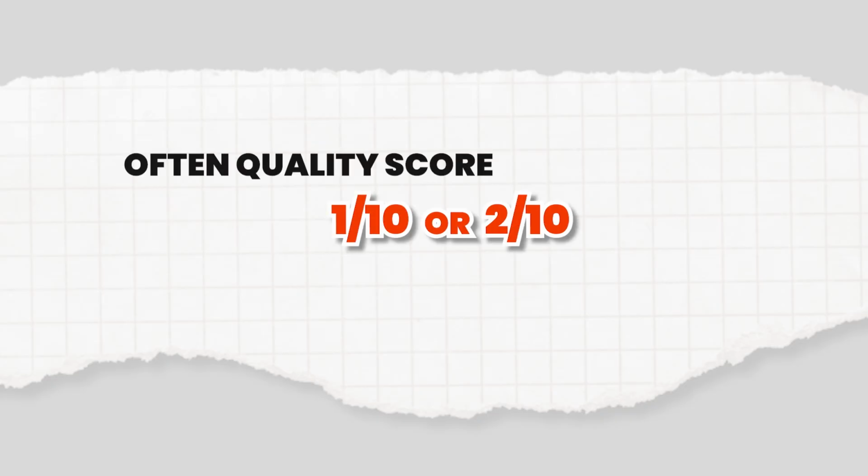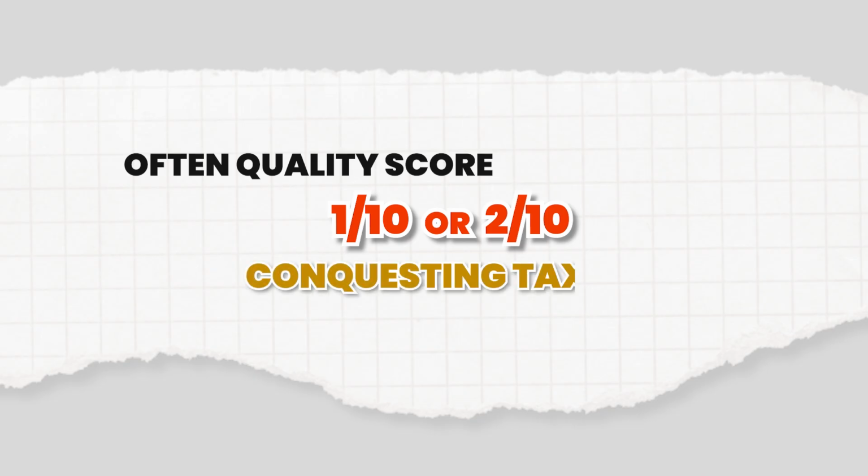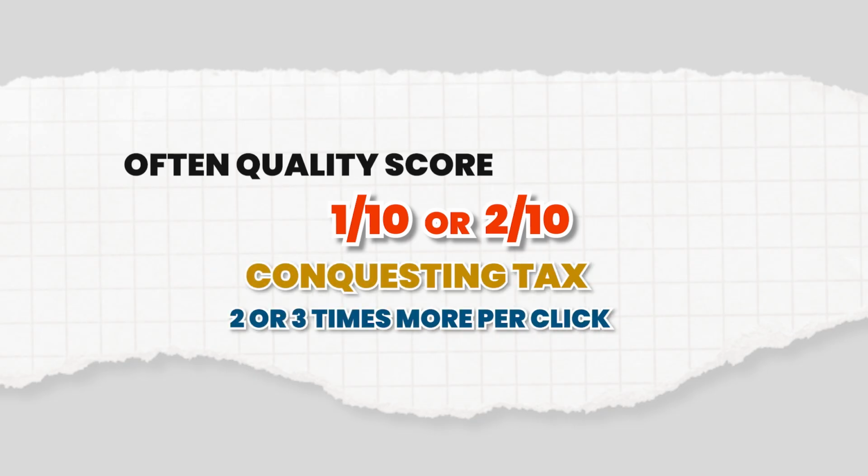Because your landing page isn't the competitor's website, Google usually gives competitor keywords a low quality score, often 1 or 2 out of 10. This means you'll pay a conquesting tax, sometimes 2 or 3 times more per click. To make it profitable, you need a dedicated comparison landing page.